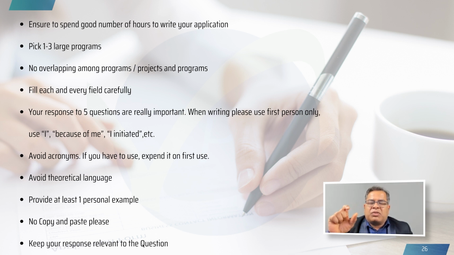Fill up each and every field carefully. Look at the description, what they're looking for, and write it. Fill up all the fields. And the 5 questions, PgMP and PfMP both have 5 questions each, where you're going to explain your experience as a program manager or portfolio manager. Now, guys, because you're writing your experience, please use the word I: I created, I was responsible for that. So don't hesitate to use I.